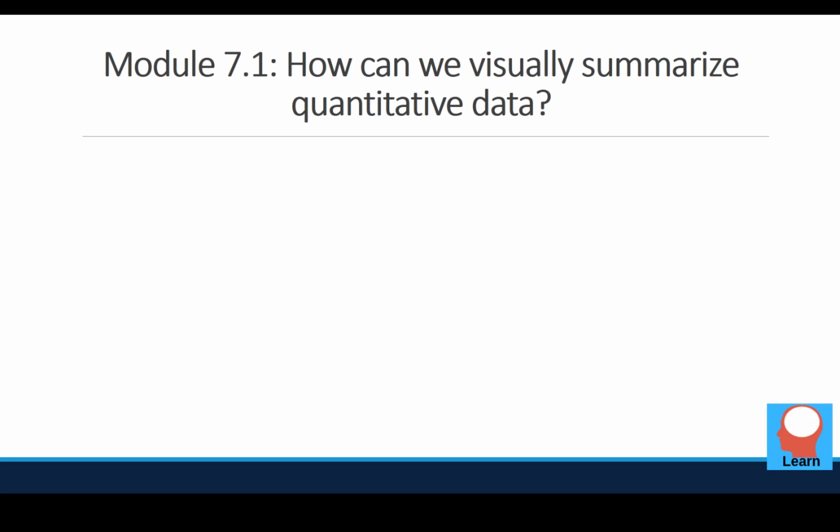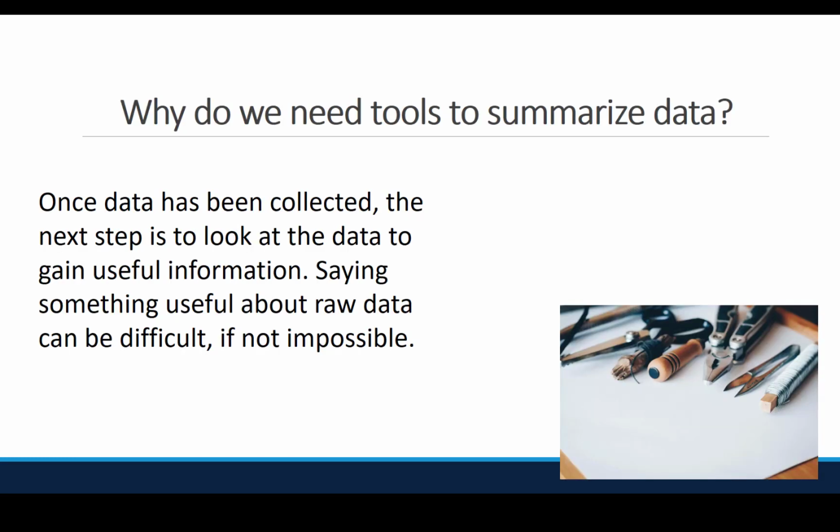Module 7.1. How can we visually summarize quantitative data? Why do we need tools to summarize data? Once data has been collected, the next step is to look at the data to gain useful information. Saying something useful about raw data can be difficult, if not impossible.